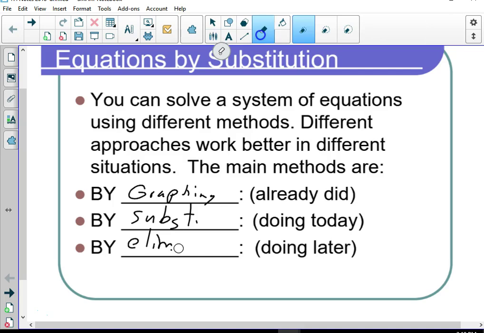Elimination, I can spell. That's wrong. Okay?